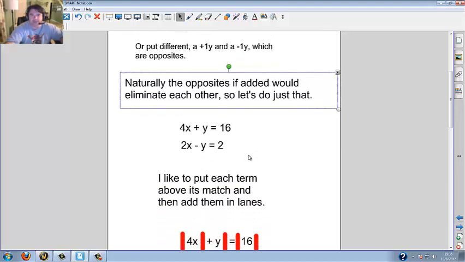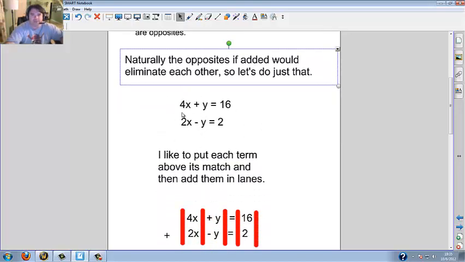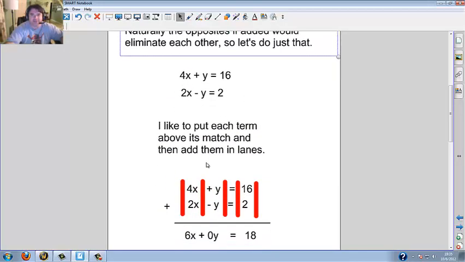What I mean is, I'm going to match the terms up, and I'm going to add this plus this, but I'm going to stack them like this. So you put your equation. If your equation has an x and y on the same side, you have to put the other one with the x and y on the same side. So we have to match them. I stack them up, put them into columns. This is my x column, which has a positive 4x and a positive 2x. This is my y column, which has a positive y and a negative y. And this column has a positive 16 and a positive 2.